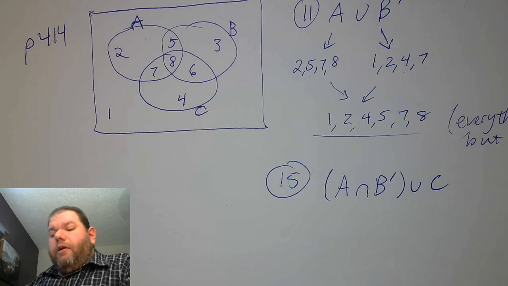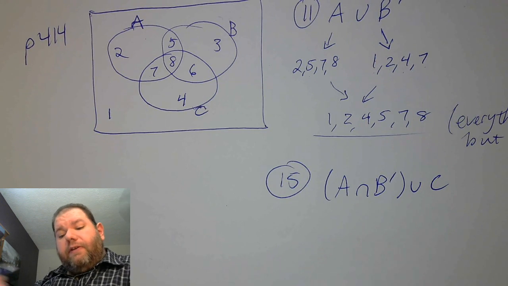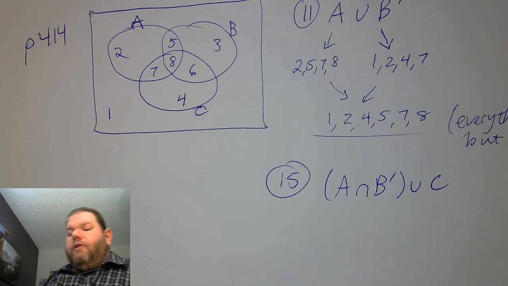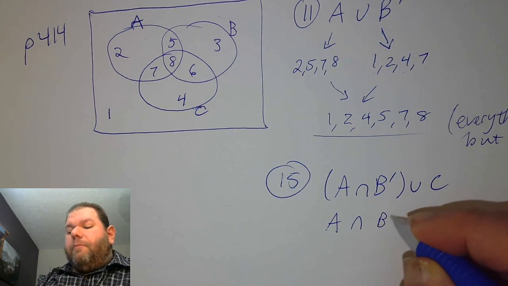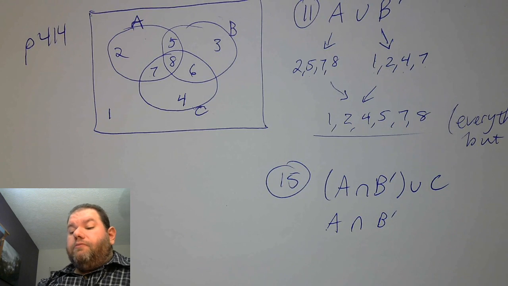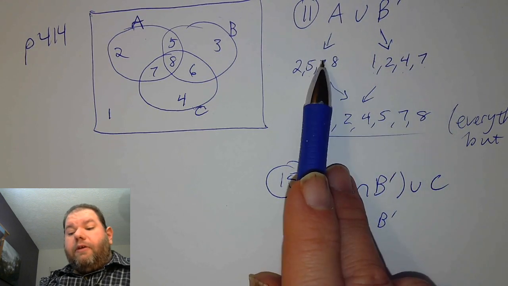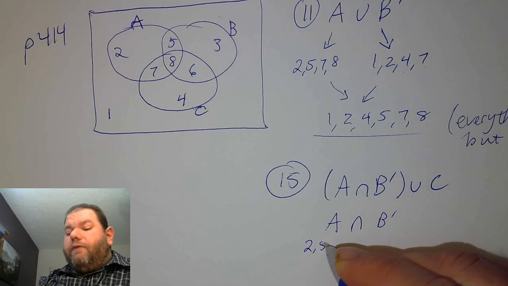Okay. Now the order of operations is important in Venn diagrams, so we can see the parentheses. That tells us we should do that one first, of course. So let's look at A and B complement. Now this actually utilizes the same thing that we found in number 11. A we know is 2, 5, 7, and 8.